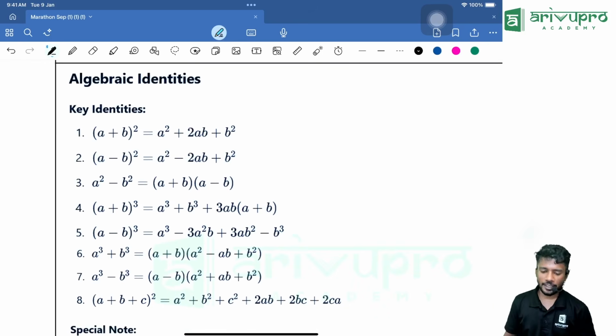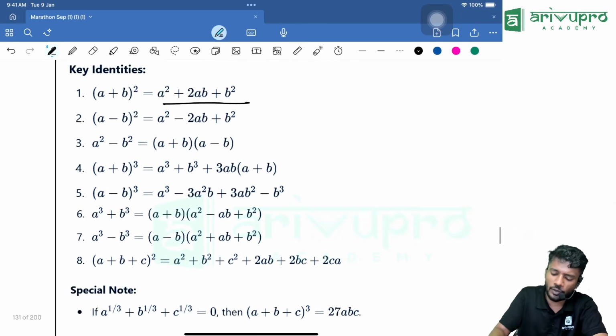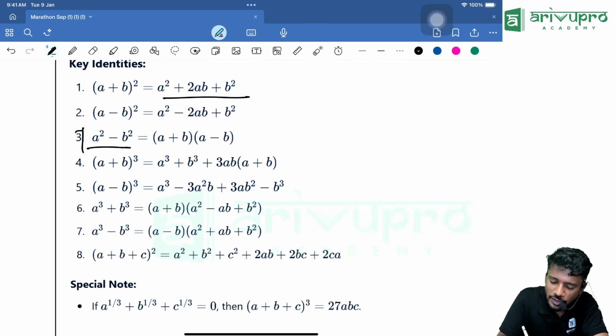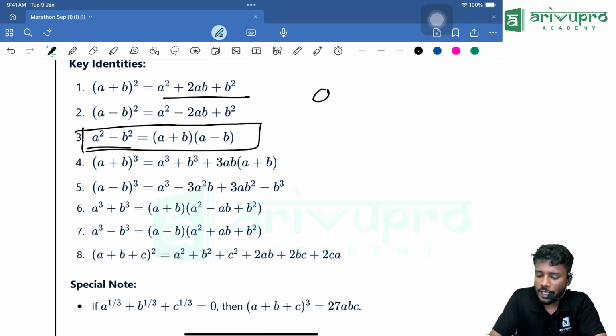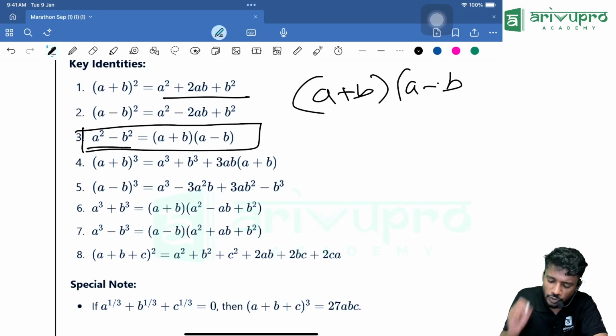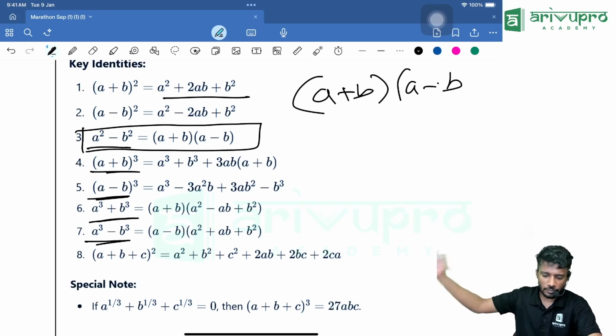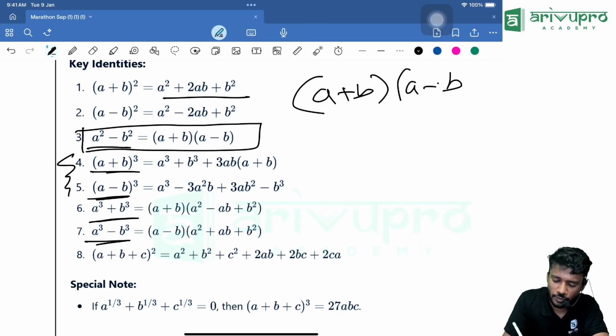Do you remember? Yes. A plus b the whole square is equal to what? A square plus 2ab plus b square. Then a minus b the whole square is equal to what? A square minus 2ab plus b square. Then a square minus b square, this is one of the most used, a plus b into a minus b. Then we need to know basically these formulas. This will be useful in our next chapter, equations.